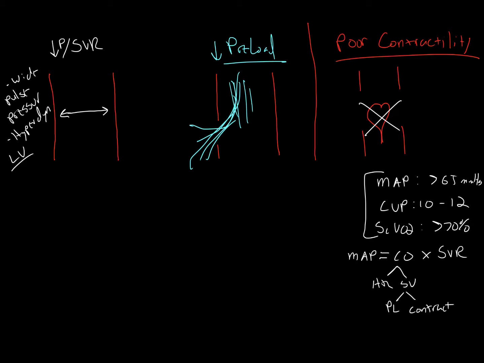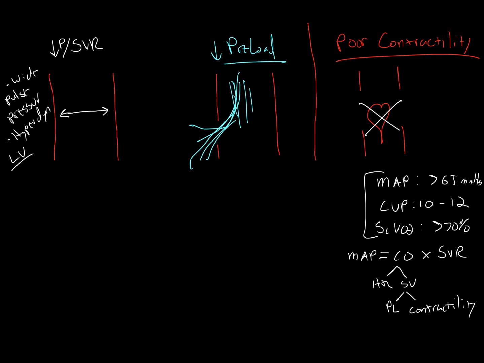All right. So we need to adjust all of these things to make sure our MAP is adequate. And we have almost everything covered here. Here's our preload, our contractility is up here, or more or less our cardiac output, and then our systemic vascular resistance is over here. All right, so what do we do in these situations with each one of these deficits?